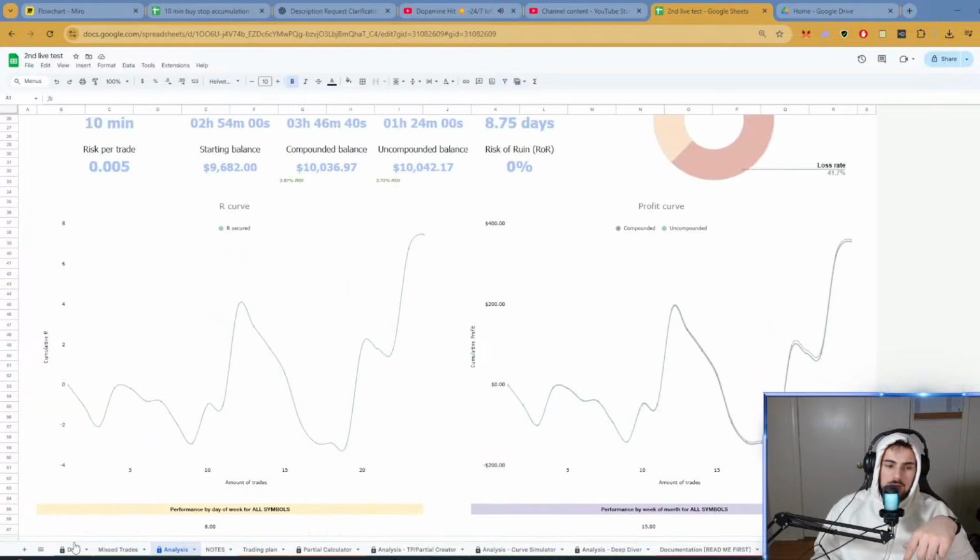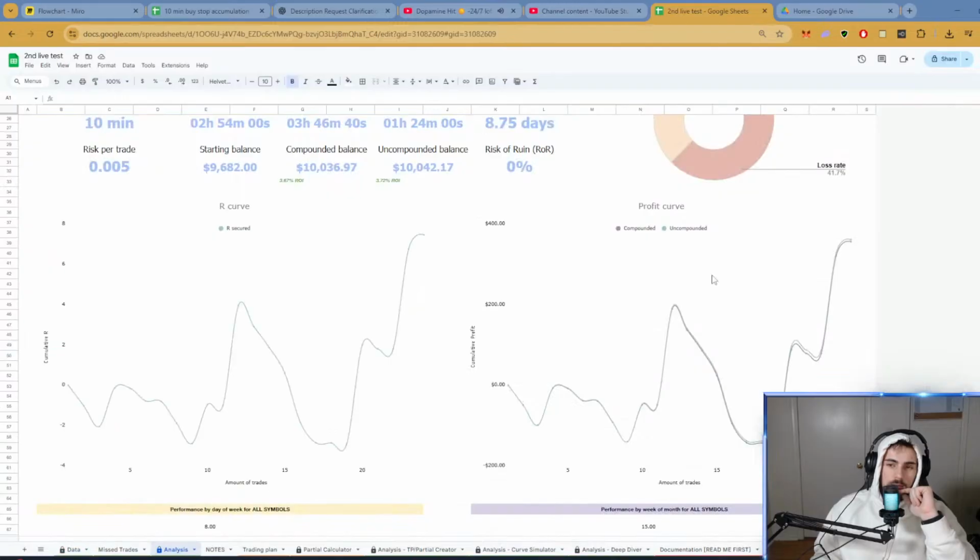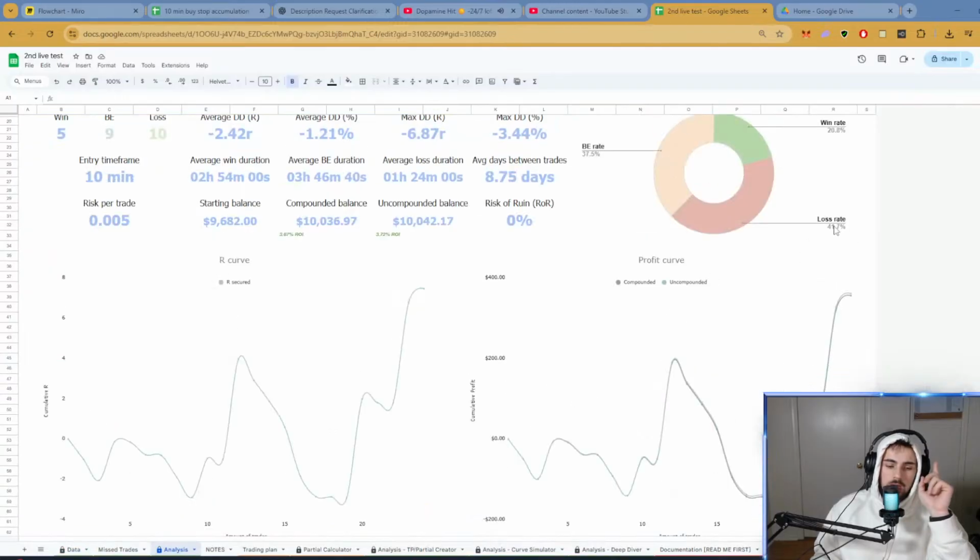Finally, you'll see here I went on like a big losing streak. I took a couple break evens, and then I finally got a couple winners and more break evens. Before this was just like ugly loss. Like my loss rate is 40%. So 40% of the time I have actually lost.